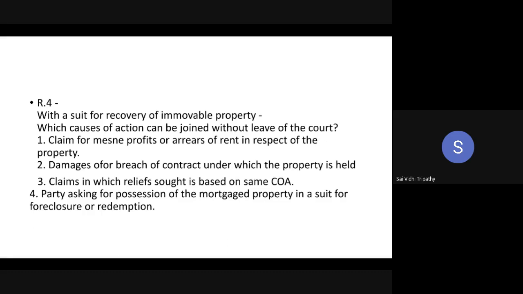There is also a proviso, which is written under Rule 4 as well. So you have to keep in mind these four things which you can join without leave of the court in a suit for recovery of immovable property. First is a claim for mesne profits or arrears of rent in respect of the property; second, damages for a breach of contract under which the property is held; third, claims in which the relief sought is based on the same cause of action; and fourth, a party asking for possession of the mortgaged property in a suit for foreclosure or redemption.